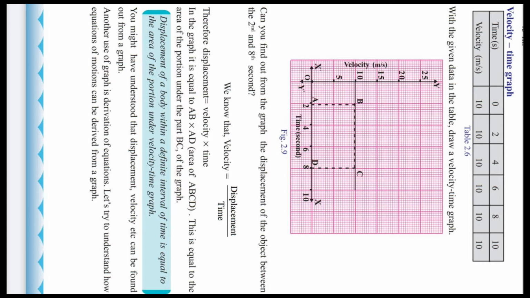In that, it is a graph which shows a uniform velocity. An object moves in uniform velocity.